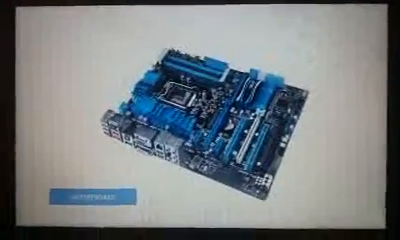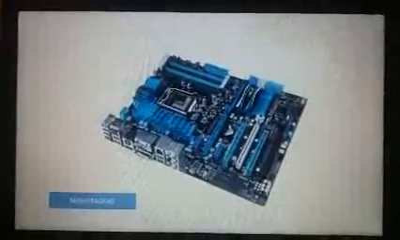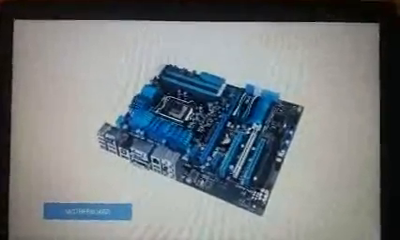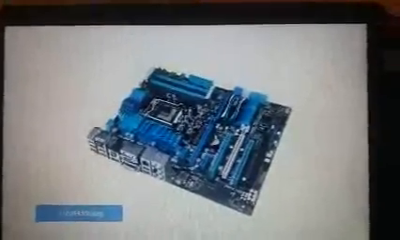And then next we have the motherboard. The motherboard is the hardware piece of the computer which is used to conjoin or to hold all the pieces together so that they can function properly. So we can refer to it as the backbone of the computer. That's why it's called a mother, because it's the one that holds everything together.